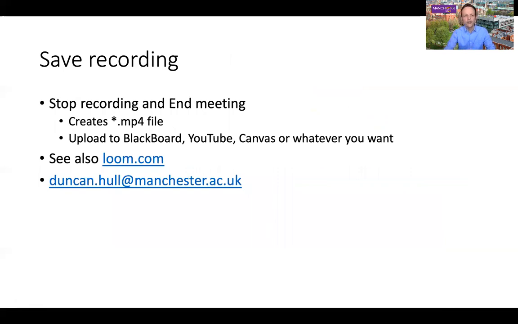Once you've finished your recording, you need to save it. And the way that you do that in Zoom is you obviously stop your recording, but you also need to end the meeting. The MP4 file that Zoom creates isn't created until you've actually ended the meeting. Obviously, once you've created your file, you can upload that to Blackboard or YouTube or Canvas or whatever else you're using to publish your talk.